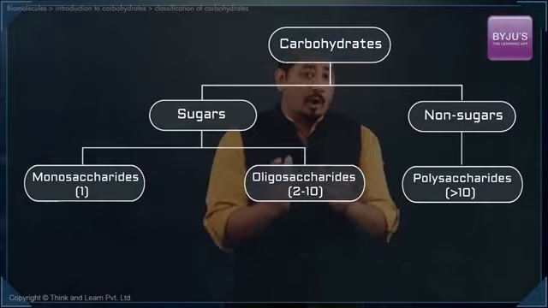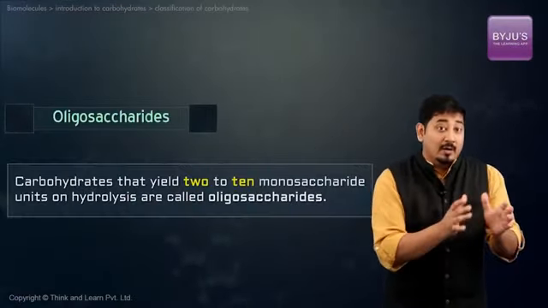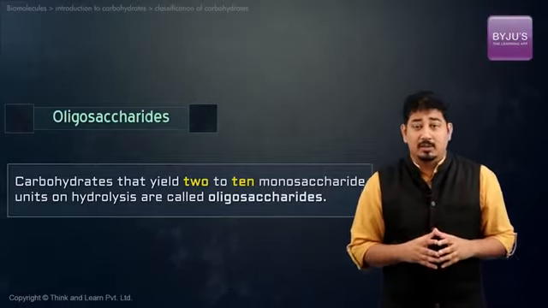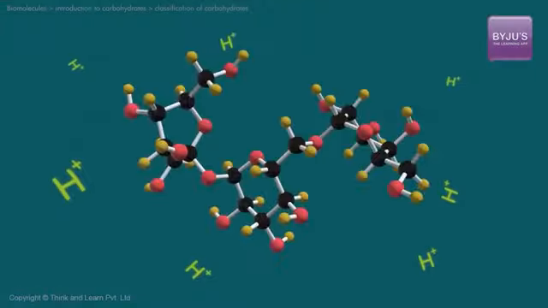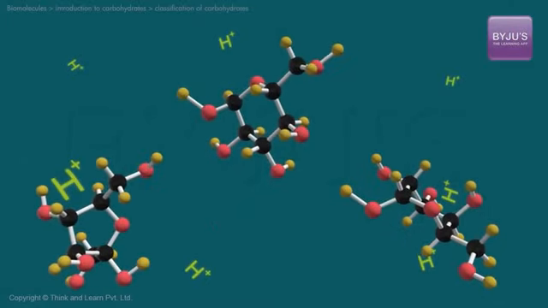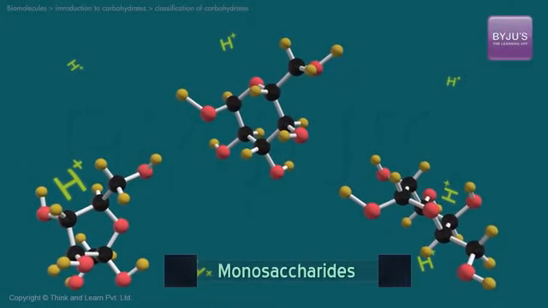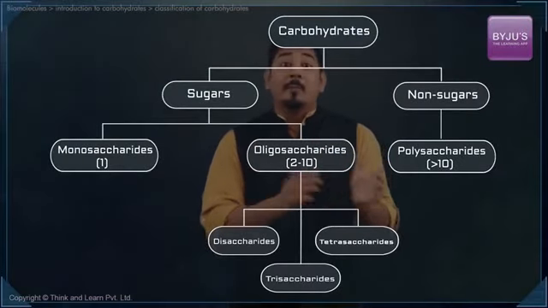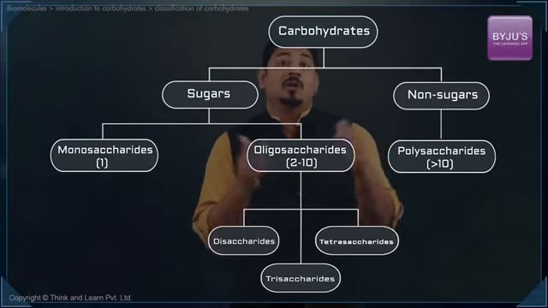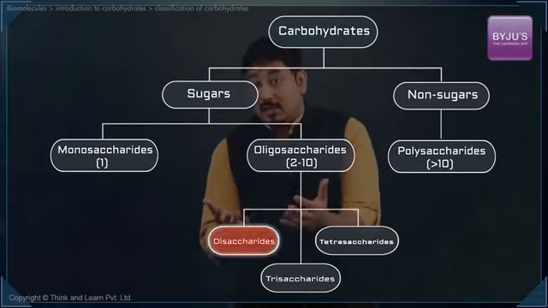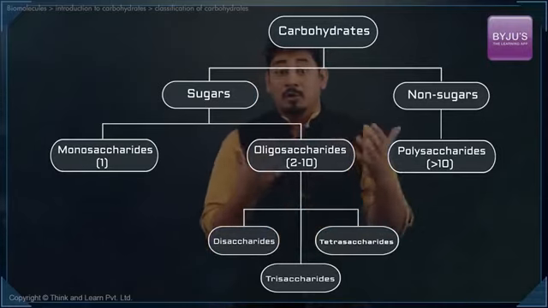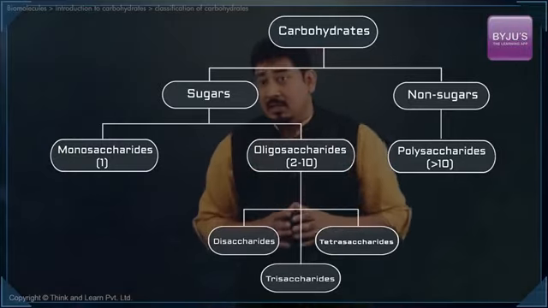Let's now move on to oligosaccharides. Carbohydrates that yield 2 to 10 monosaccharide units on hydrolysis are called oligosaccharides. This means that water is able to break these compounds down into smaller units, which are in turn monosaccharides. Now, these can further be classified based on the number of monosaccharide units they produce on hydrolysis. So you can have disaccharides, trisaccharides, you get the idea, right? The most common ones among these are disaccharides.